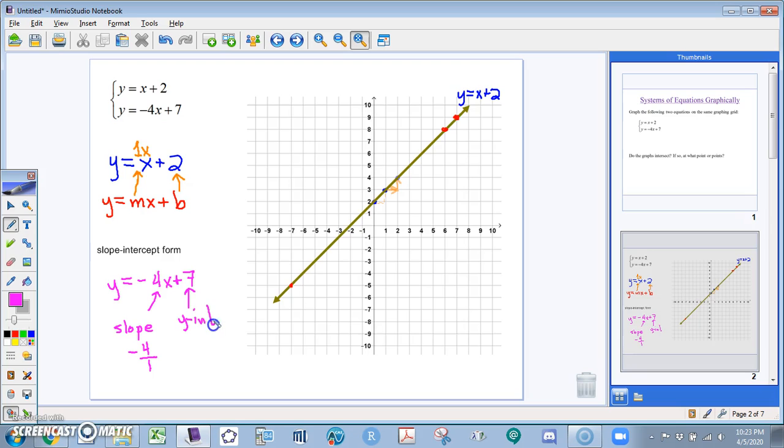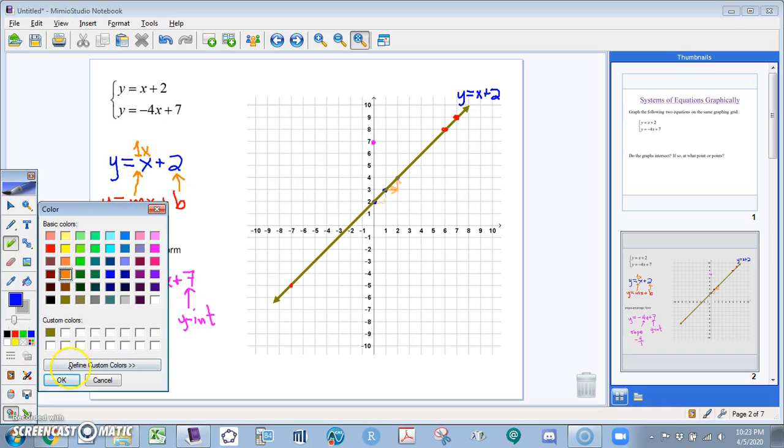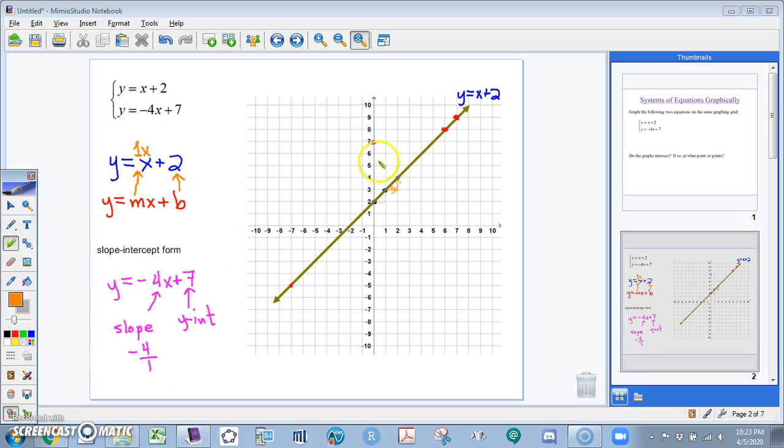In this form, it makes it easy to graph. I'll start with the y-intercept on the y-axis. I'm going to hit at 7. And then I need to do a slope of negative 4. Slope of negative 4 means that I'm going to go down 4 and over 1. Well, that's kind of cool. That puts a point right there where I already had a point from the other line.